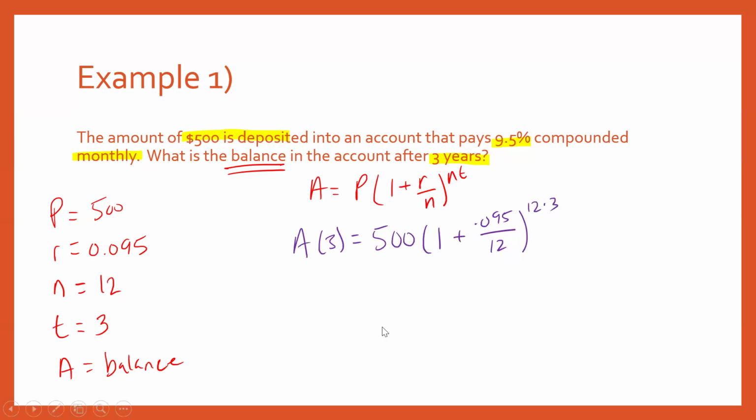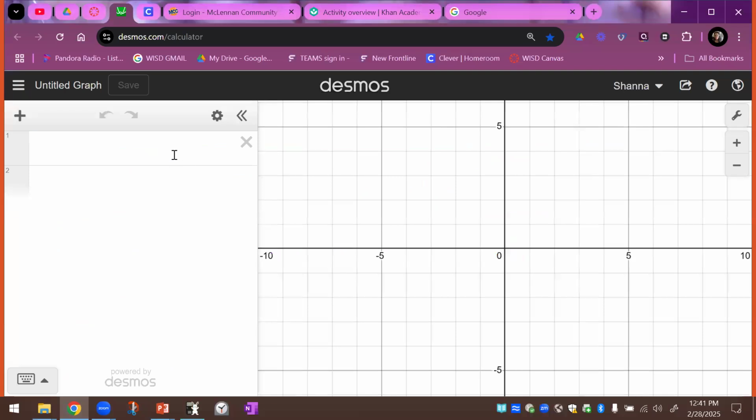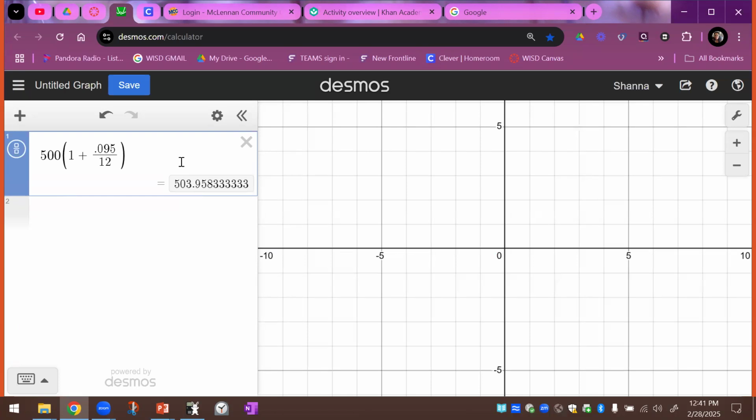Perfect. At this point, I just have to evaluate and calculate, so we're going to our handy dandy calculator. Whether you use Desmos or a handheld doesn't matter. I'm going to open Desmos so that if you're doing this at home, you're comfortable using it. We type 500, parentheses, 1 plus 0.095 divided by 12, close parentheses, shift 6 to make a power, and it's to the 12 times 3. But notice what happens when I write it like that. When you have more than one thing to put in a power in Desmos, you have to use parentheses.